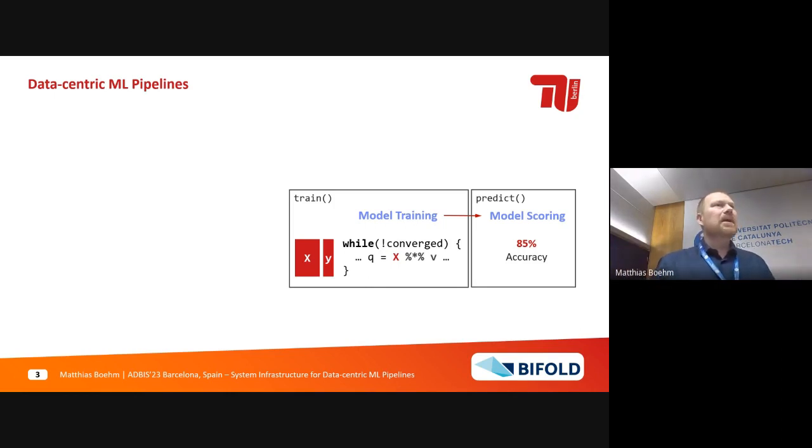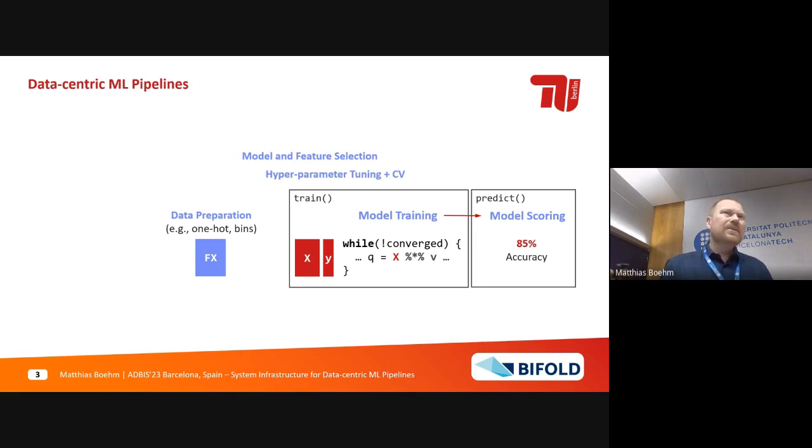However, data-centric ML pipelines are much larger. Similar to normal ML pipelines, you have some form of data preparation steps up front. You potentially get categorical features, and you have to perform some kind of feature transformation: dictionary-based coding, one-hot encoding, or binning to expose non-linearities even for linear models. Furthermore, it's good practice to go through outer loops for hyperparameter tuning and cross-validation, as well as model and feature selection. The general term is AutoML, where we try to automatically find the best performing model.